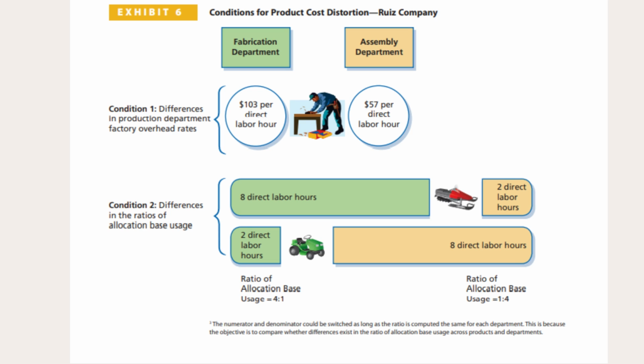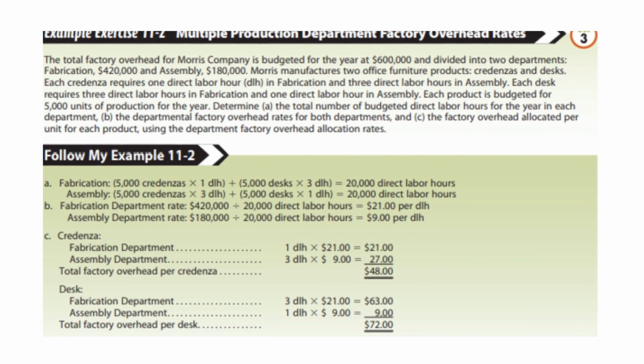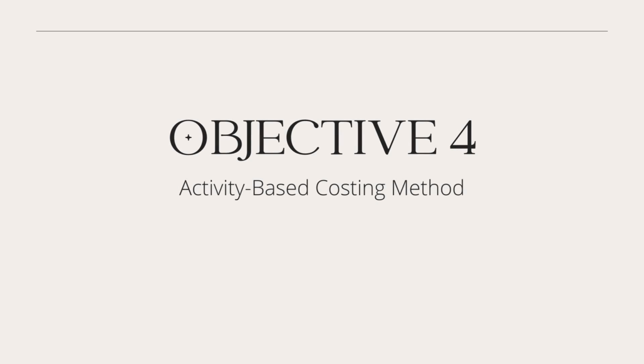On the other hand, condition number two also exists in Ruiz Company for the snowmobile, because the snowmobile consumes 8 direct labor hours in the fabrication department, whereas the riding mowers consume only 2 direct labor hours. That is how we come up with a ratio of allocation-based usage, which is 4 is to 1 and 1 is to 4. To further understand the multiple production department factory overhead rates and the formulas, I highly recommend that you do some example exercises, and then you can follow the examples and read.